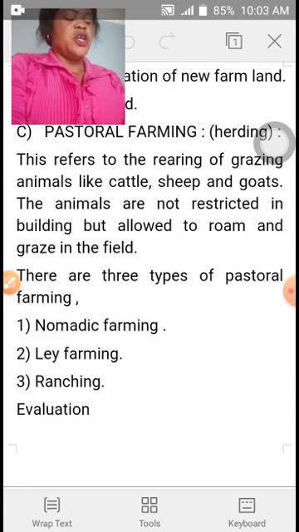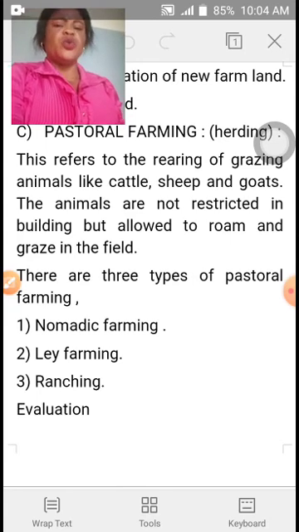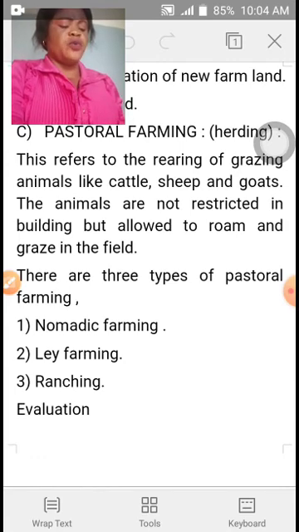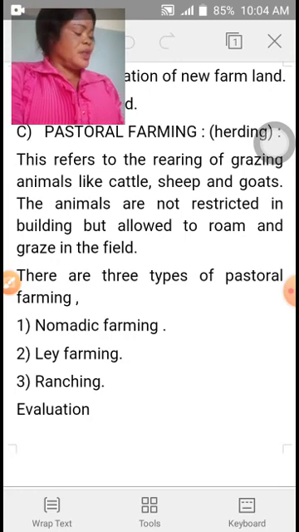Yes, the pasture is growing for about 4 years. You allow the pasture to grow for about 4 or 5 years. Then the land is tilled. You will till the land and it is used for what? To cultivate what? Crops. It is also called what? Rotational pasture. Now let's look at what is ranching.